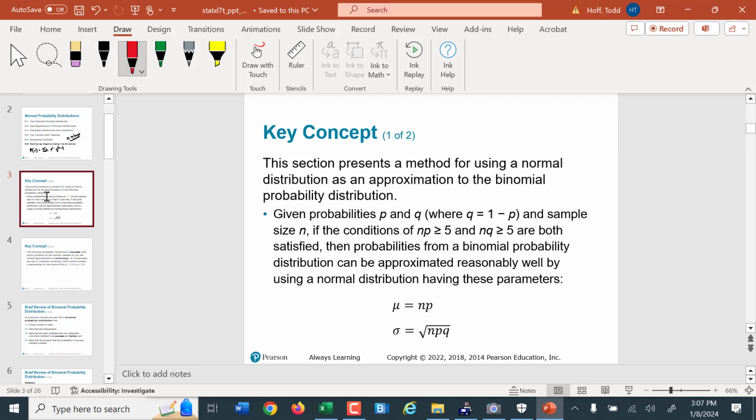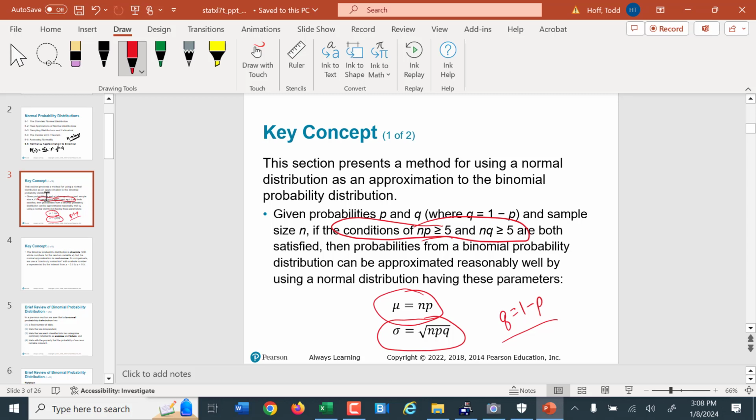So the key concept here, remember when we're dealing with a binomial distribution, the mean of the binomial distribution is just n times p, where n is the number of trials and p is the probability of success on each trial. And the standard deviation is the square root of n times p times q, where remember q is just equal to 1 minus p. It's the complement of p, or it's the probability of failure. The condition that had to be met is we had to reasonably expect at least 5 successes and 5 failures. So we had to have a large enough sample size, a large enough number of trials to expect at least 5 successes and 5 failures.